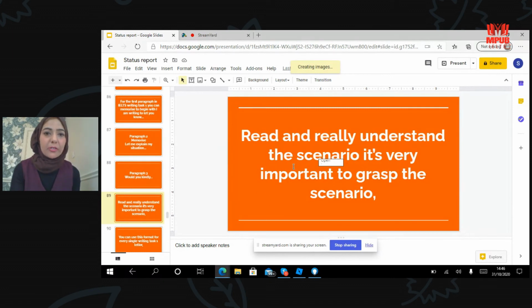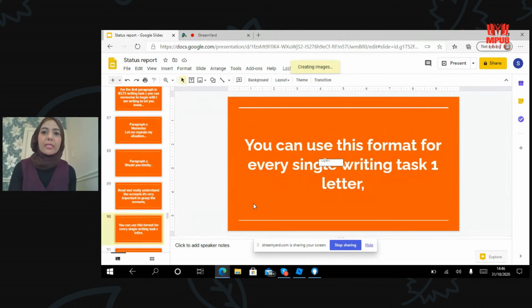But what I want you to do is read and really understand the scenario. It's very important. Once you grasp the scenario, you can answer the 3 questions that are based on that scenario. And you can use this format for every single Writing Task 1 letter. So it's the same format every time.